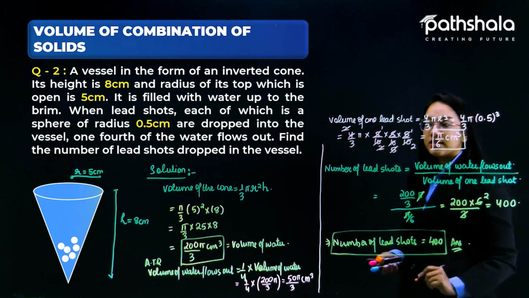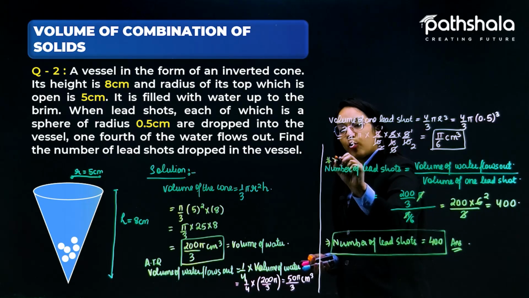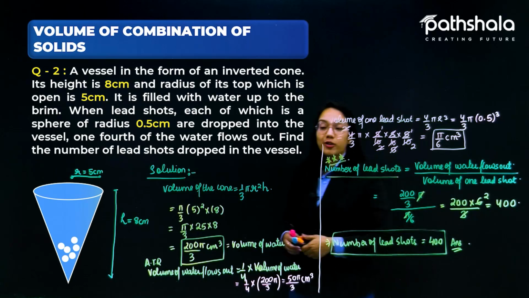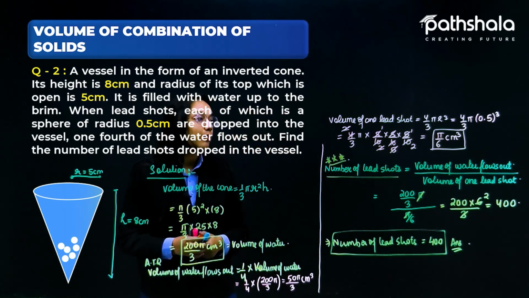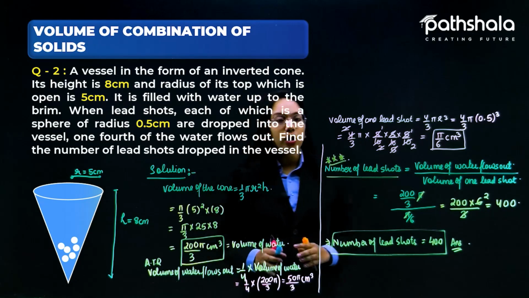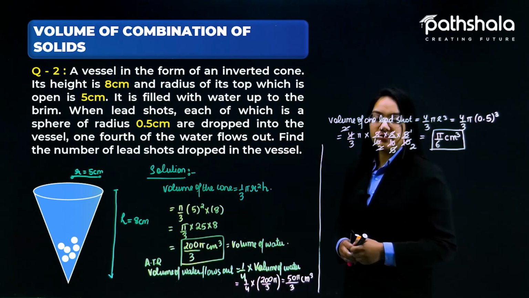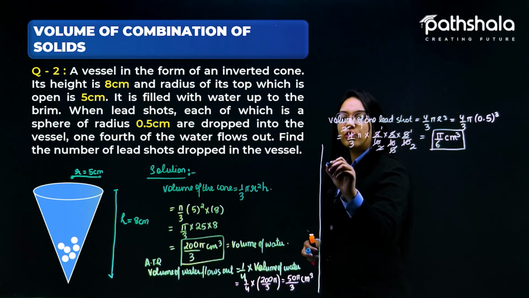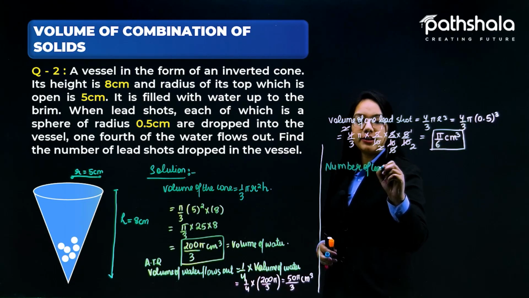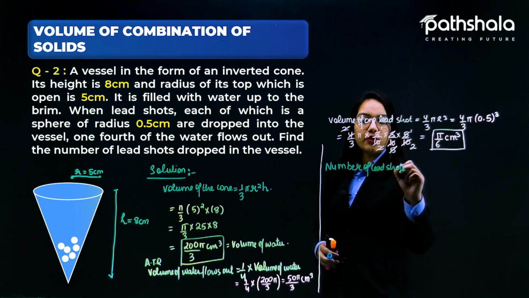This is really an important formula that you have to remember always. Whenever we have to find out the number of lead shots, it is always equal to the volume of the water that flows out divided by the volume of one lead shot. So this is the answer for question number 2. Now we just have to find out the number of lead shots that are dropped in the vessel.